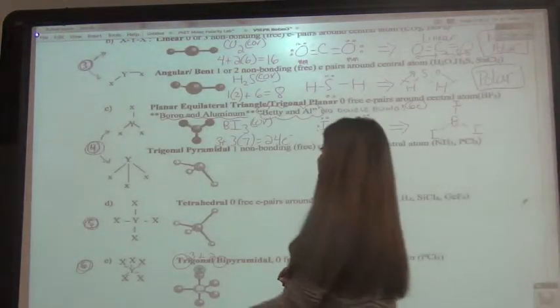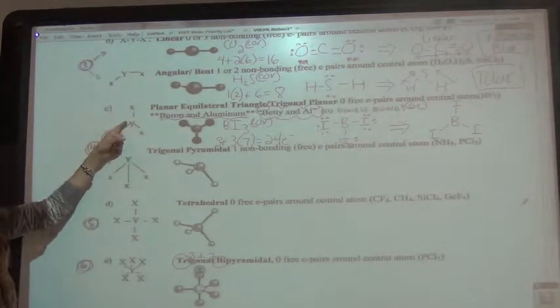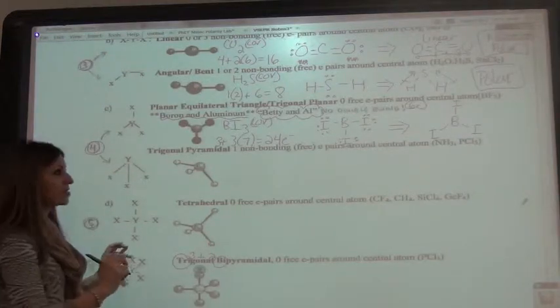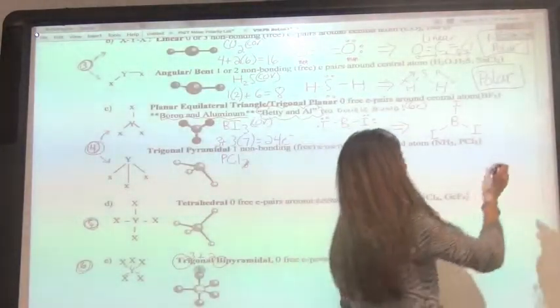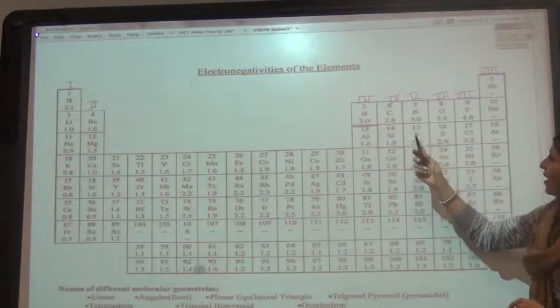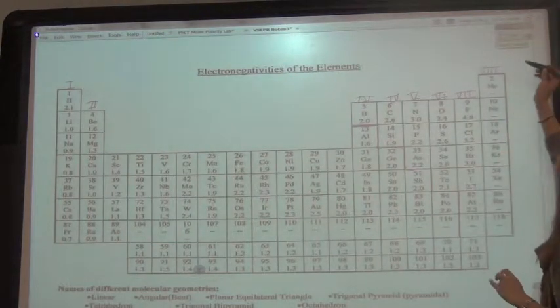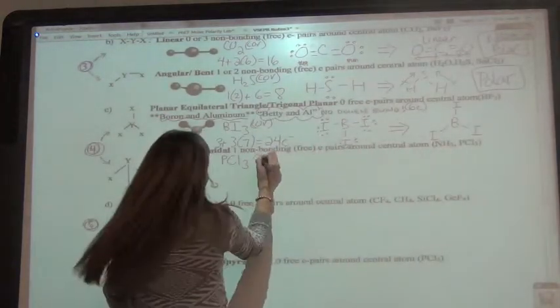Next one. If you have 4 atoms, there's another option for your shape. So you can either have a planar equilateral triangle or it can be trigonal pyramidal. Watch when this happens. Let's do PCl3. Okay? So step number 1 is we need to figure out is it ionic or covalent. So we've got P at a value of 2.2 and Cl at 3.2. That's easy. What's the difference? 1. So that makes it again covalent.